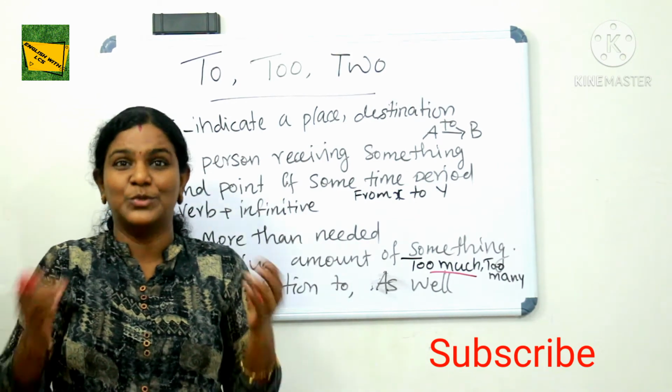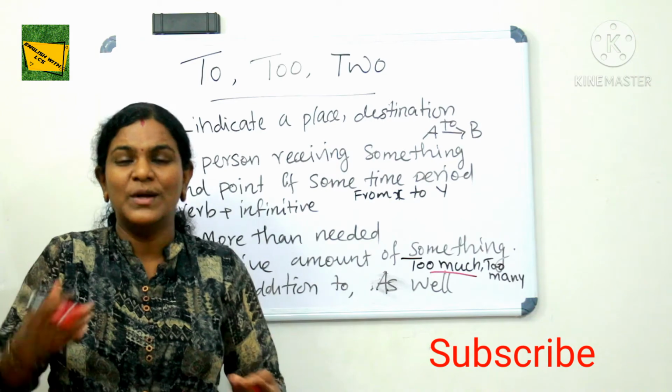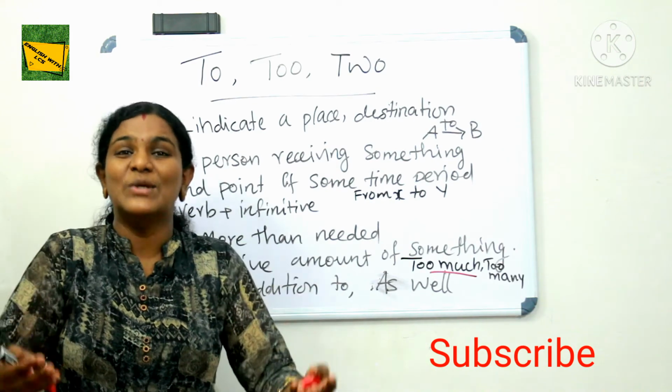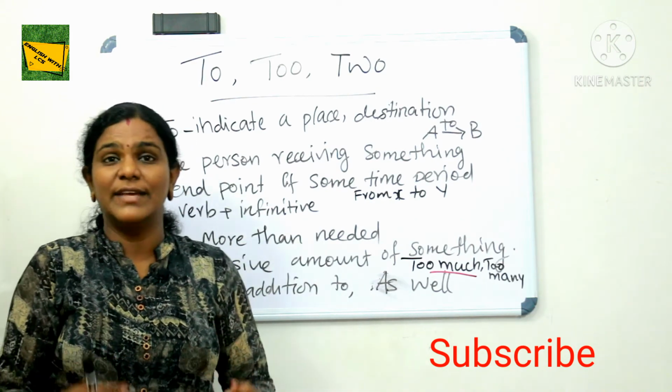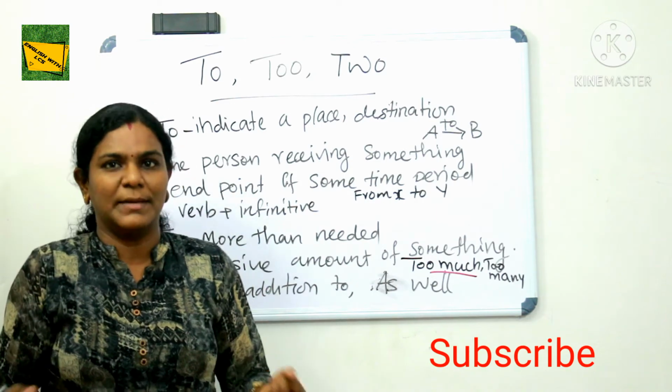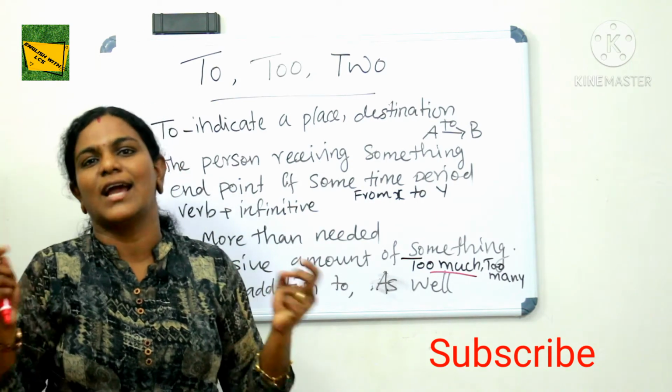I think it's clear to you. Too much snow. Too much snow outside. So here we can say "too much snow" because snow is uncountable.